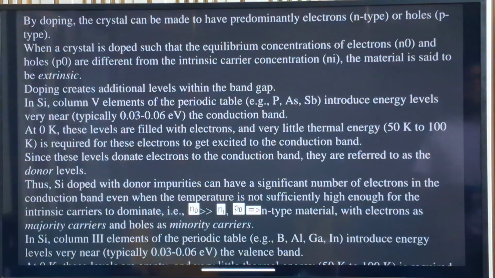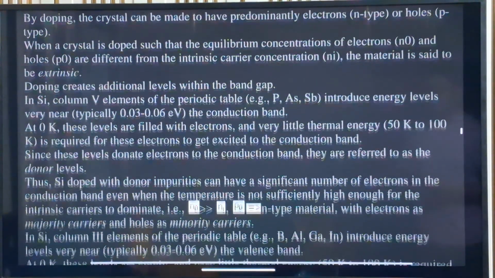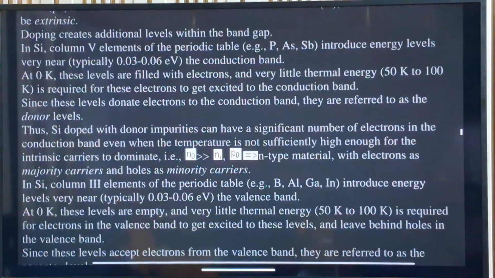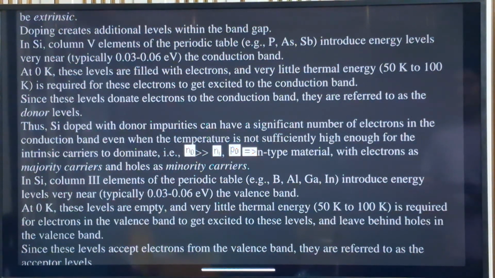When a crystal is doped such that the equilibrium concentrations of electrons and holes are different from the intrinsic carrier concentration Ni, the material is said to be extrinsic. Now doping creates additional levels within the band gap. This is important. In silicon, column 5 elements of the periodic table, phosphorus and arsenic, introduce energy levels very near the conduction band, typically 0.03 to 0.06 electron volt.